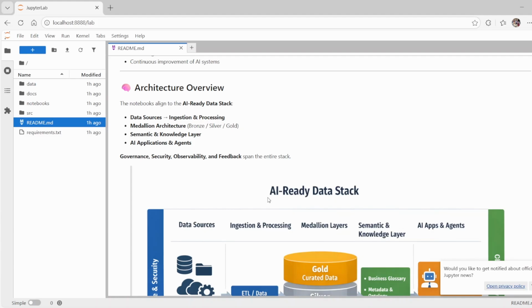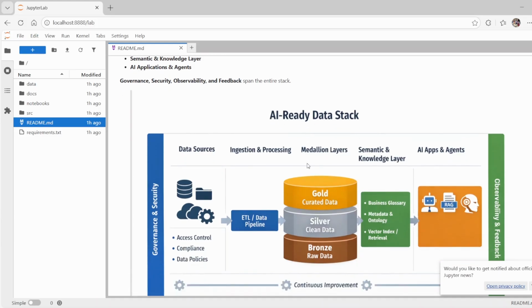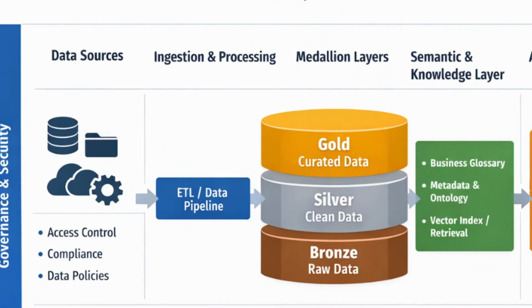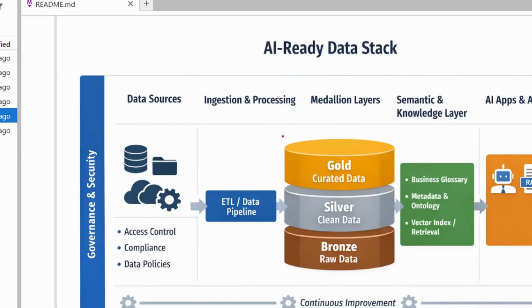We have the semantic knowledge layer, and the AI application at the end of it. Governance, security, observability, and feedback span throughout the stack. So, for example, how does it look? This is your data source, and here it's very important, as I said before, to consider access control.